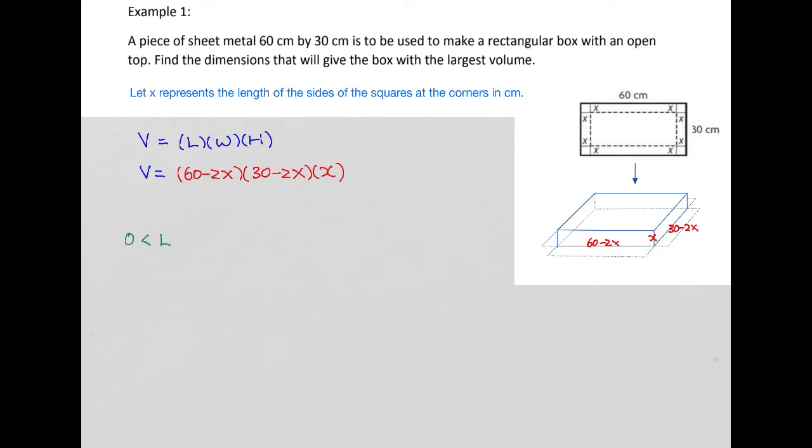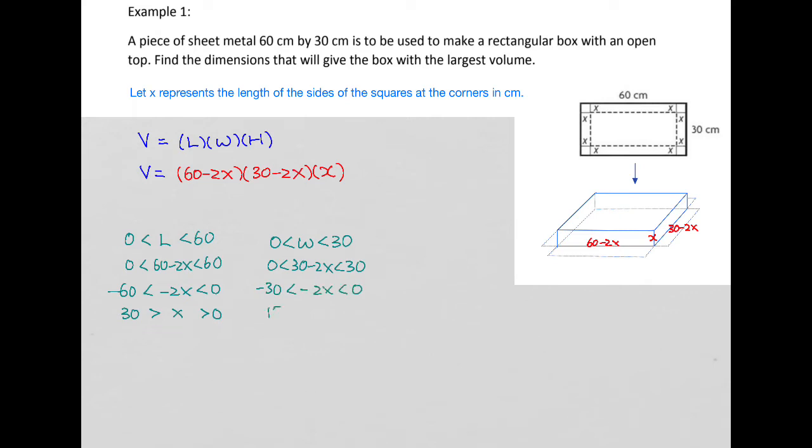0 less than L less than 60. And we know length is 60 minus 2x. Subtract 60 on all the intervals and divide by -2 to isolate for x. But when you divide by -2, the inequality sign switches. Likewise, let's do it for the width. Subtract 30 on all the intervals and divide by -2, once again, the inequality sign switches.